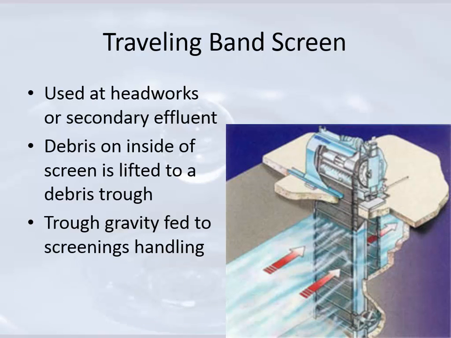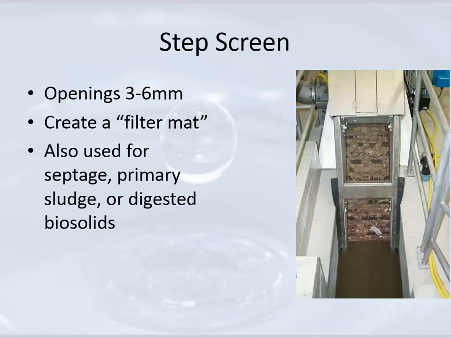Then we have the traveling band screen. It's used at the headworks or for secondary influent. And this actually goes through and collects everything on the inside and then drops it up here where it gets taken away. There's a few companies that make those. Step screen pretty much works as a filter mat, so the more that's on there, the better it collects more stuff. And then it just steps it up to a collector at the top.